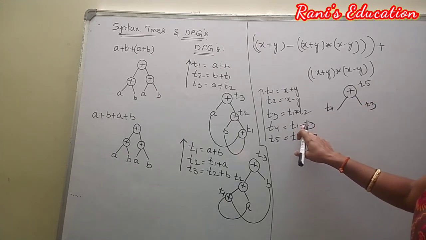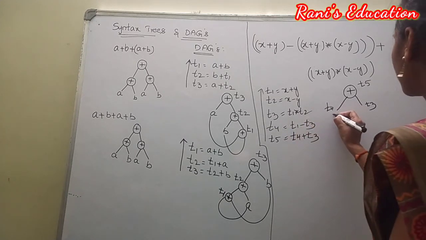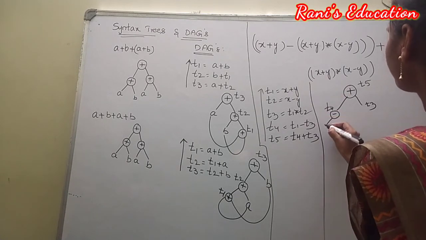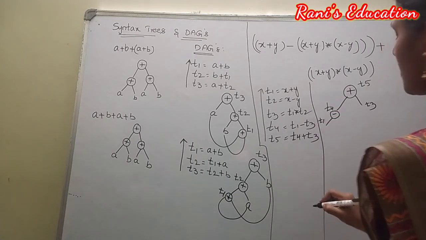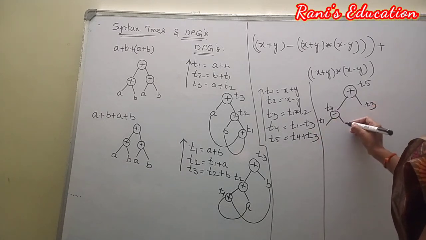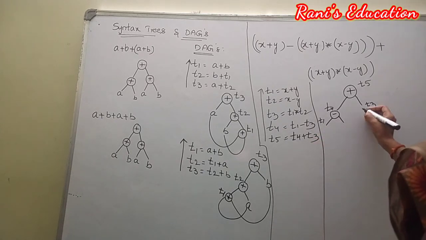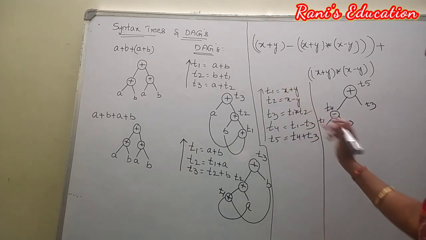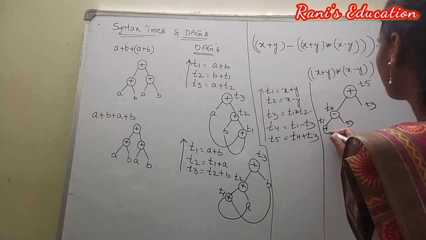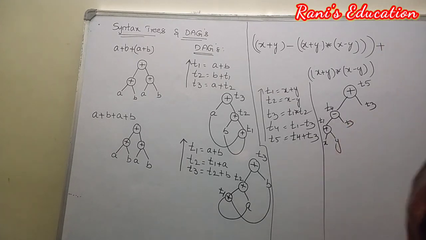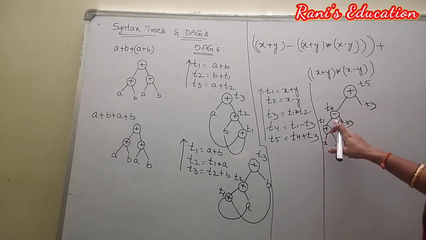So what is T4? T1 minus T3. What is the operator here for defining this node? Minus. What is left child? T1. And what about right child here? T3. Okay. So go for this. What is T1 here? T1 is x plus y. So here operator is plus and left is x, right is y. Clear?